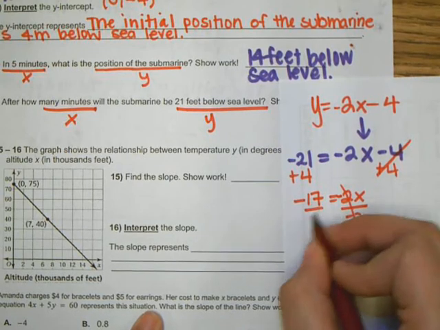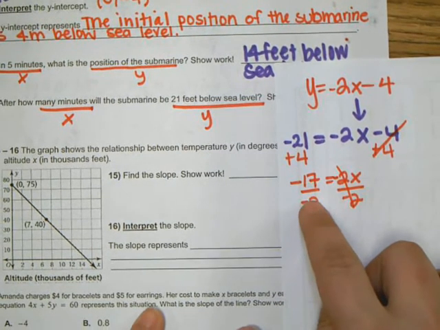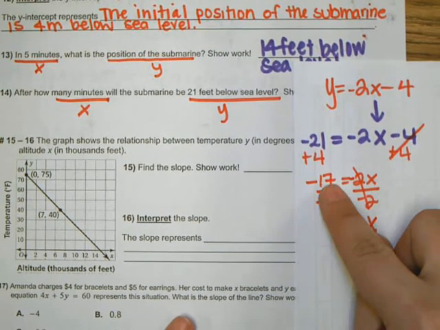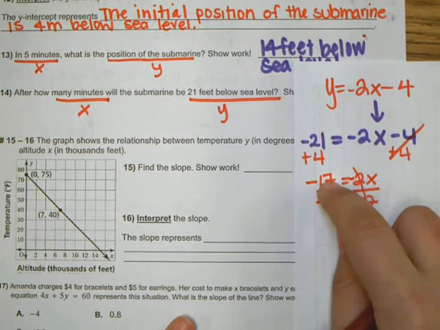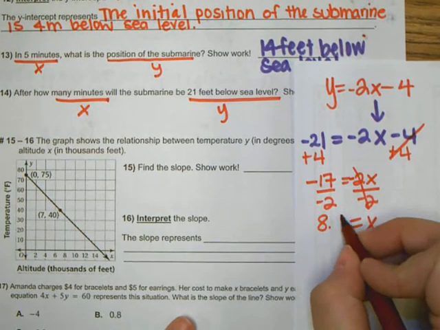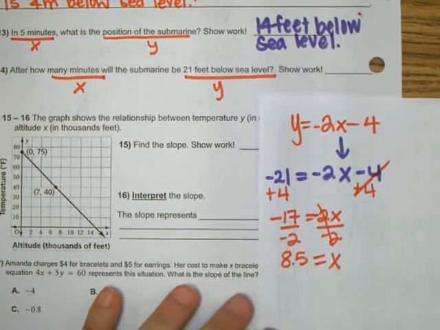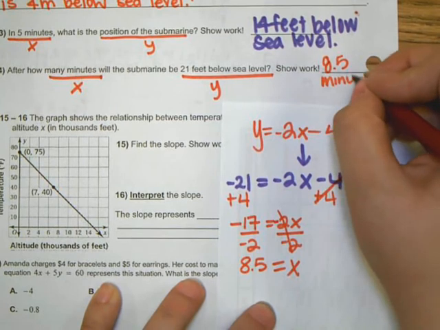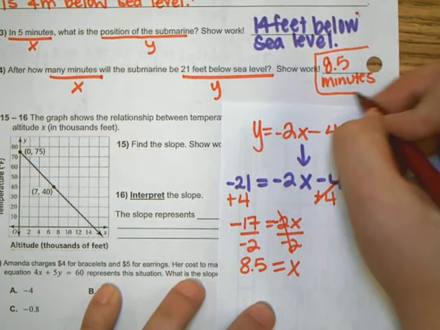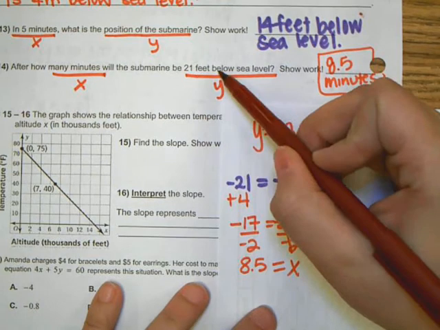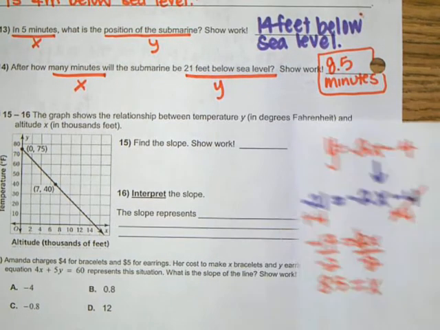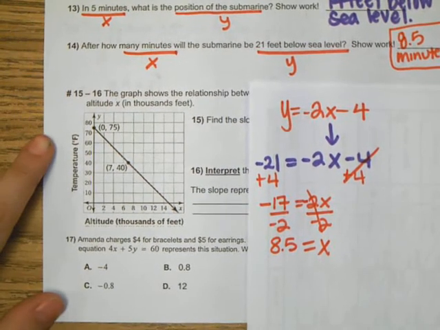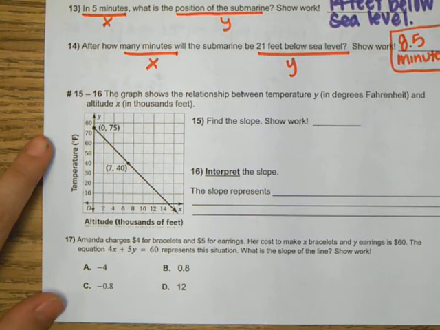And then we solve our equation. Negative divided by negative, perfect, it's positive, you can only have positive minutes. And 2 goes into 17 at most 8 times, so 8.5. So in about 8.5 minutes, the submarine will be 21 feet below sea level.